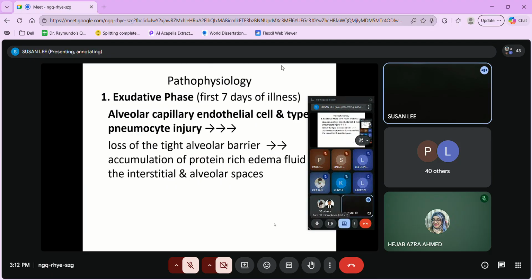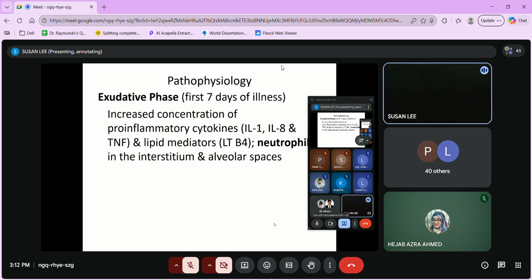And after the exudation of fluid into the alveoli, you can also see an increase of pro-inflammatory cytokines such as interleukin 1, 8, and tumor necrosis factor, including lipid mediators like leukotriene B4, and a marked increase in neutrophils. Sometimes in this phase, in the peripheral blood smear, you would see a paucity of neutrophils. So there would be a marked drop of your peripheral neutrophils also at this phase.